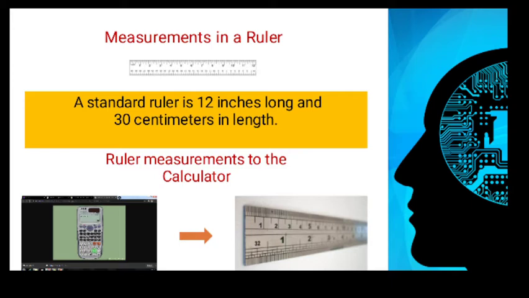So basically, the ruler and the measurements in the ruler are possible ways to be connected to the calculator. As years pass by, there are many inventions that are connected to the calculator, and one is the one I discussed, a ruler, which is one of the examples where measurements can be transferred easily to a calculator.